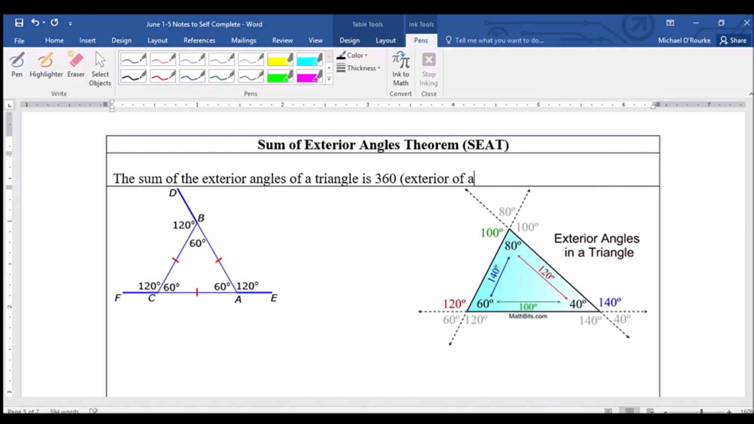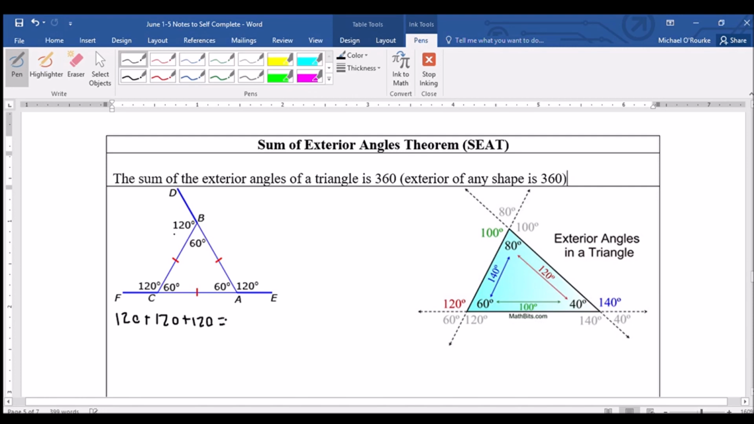Exterior of any shape is 360. Okay, just keep that in the back of your head. So the exterior angle sum is always equal to 360. So if you look here, exterior, I have an equilateral triangle. If I drew straight lines off all these, 60, 180 minus 60 is equal to 120. So if I did 120 plus 120 plus 120, it's going to equal 360.